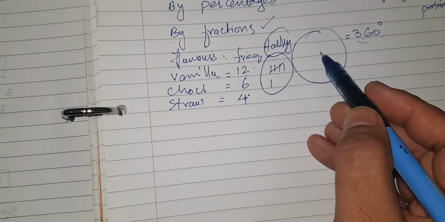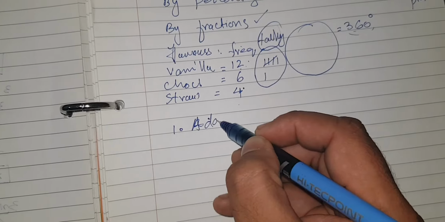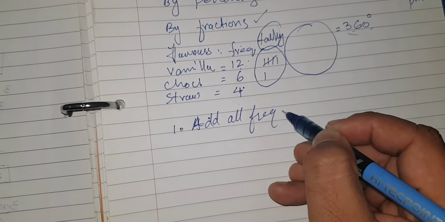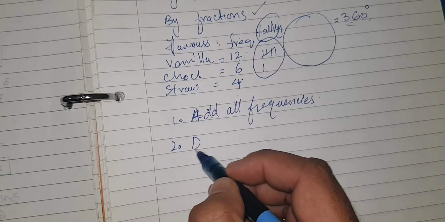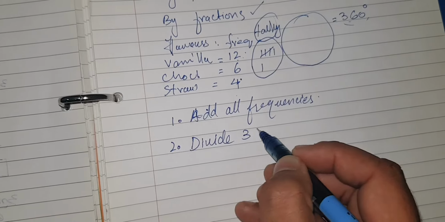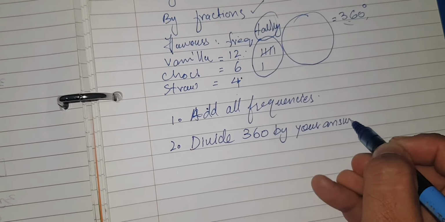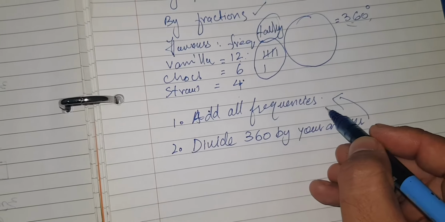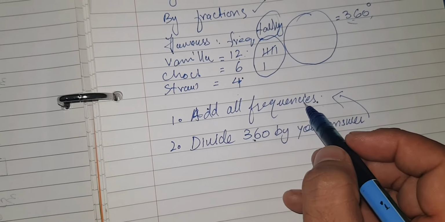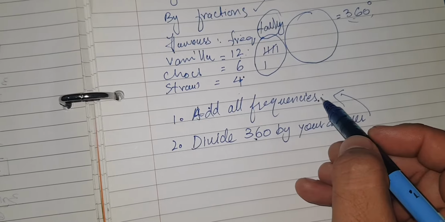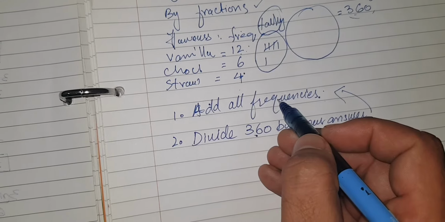Now the steps that I should use to construct a pie chart. Number 1: add all frequencies. Number 2, and most important: divide 360 by your answer. This means that whatever answer you get from here should remain in the denominator, and this 360 should remain in the numerator. It doesn't matter whether the answer is bigger or smaller, I should always keep 360 in the numerator and this answer in the denominator.